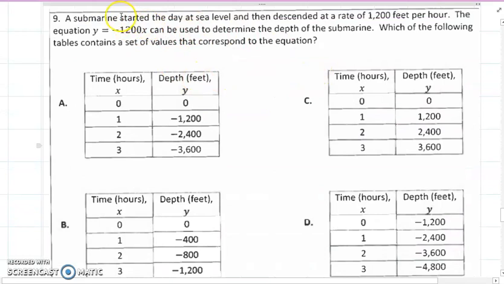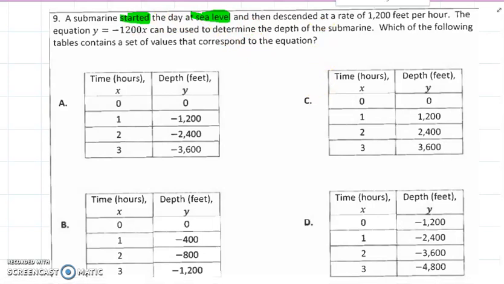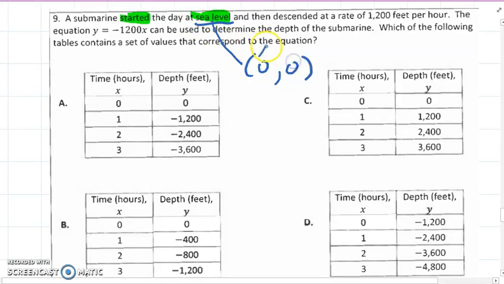Just remember, a submarine started. Look at the keyword there: started. At sea level. Sea level is at 0, 0. That's a key thing there. It has to have 0, 0 in the table, because sea level means this point, 0, 0. So that point has to be in the table. You should be able to eliminate something, because if it doesn't have sea level, then it can't be the answer. And you have to pick up this word here, descended. Does that mean positive or negative? And just remember, feet per hour.